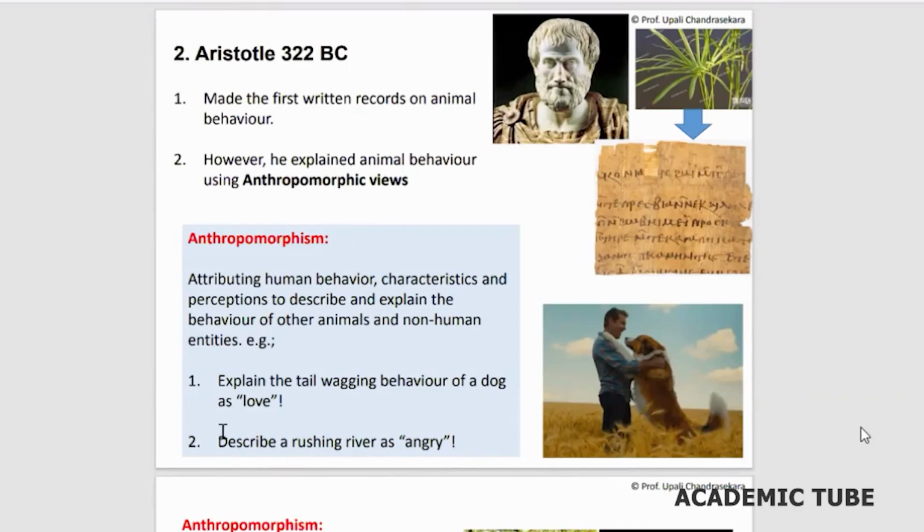Maybe you have heard this: describing a rushing river as an angry river. The river was very angry. You have read those things in books, haven't you?